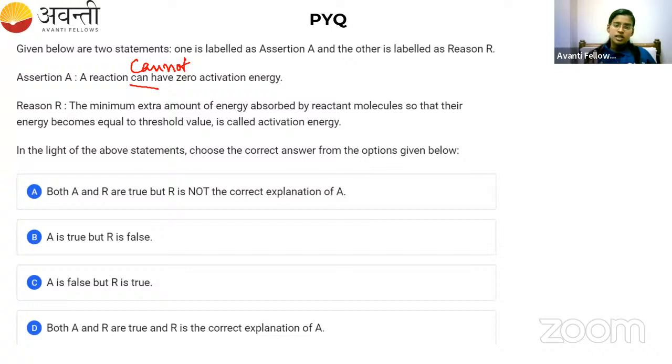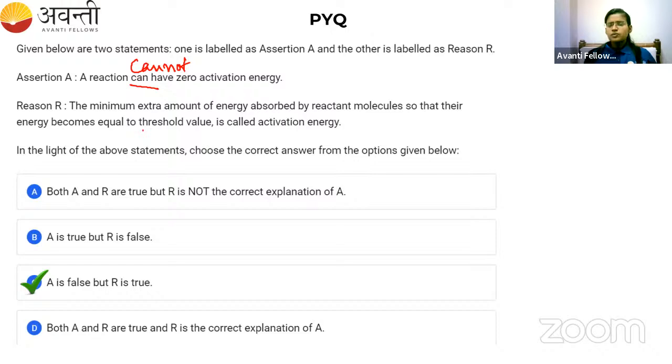Only in one option is the assertion given as false, right? Which option is it? Yeah, option C is the correct answer. But let's check with the reason also. The minimum extra amount of energy absorbed by the reactant molecule so that their energy becomes equal to the threshold value is called activation energy.